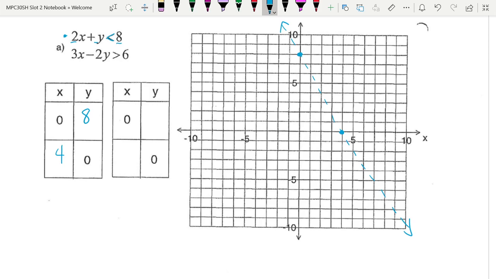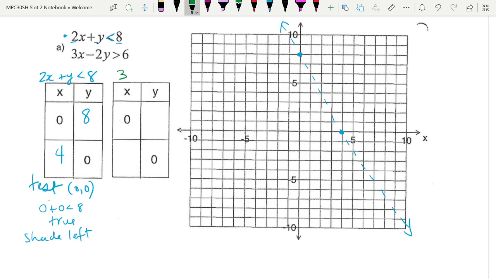But which way do I shade? So let's do a test for 0. This one is 2x plus y is less than 8. And I'm going to test my usual test point, 0, 0. So 0 plus 0 is less than 8. Is that a true statement? Yes, it is. So I am going to shade left. But you know what? I'm not going to do it yet, because I've got to figure out where the other one gets shaded too. So I'm going to now go to a green line.